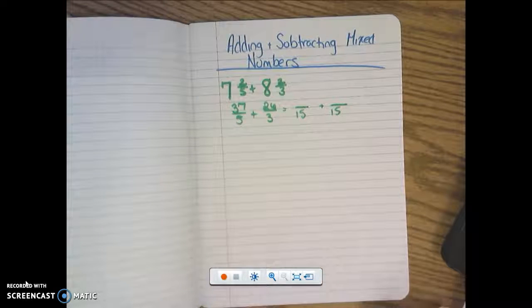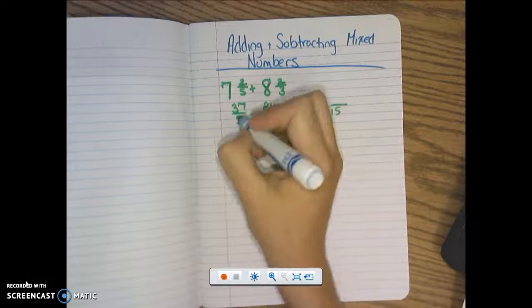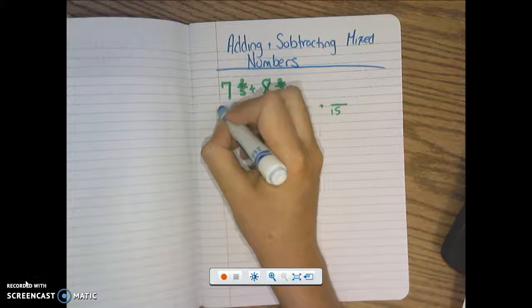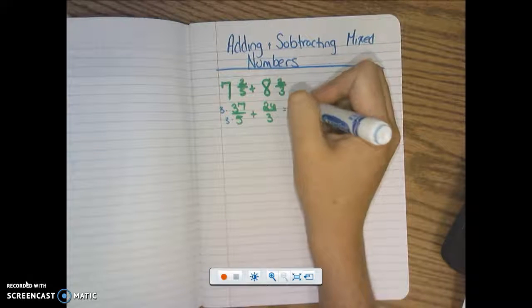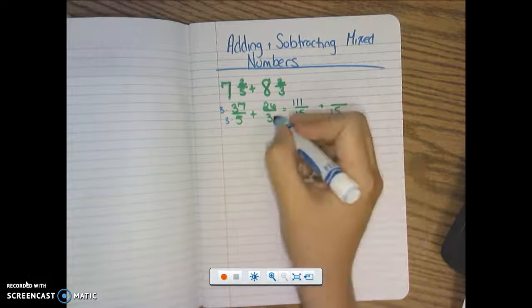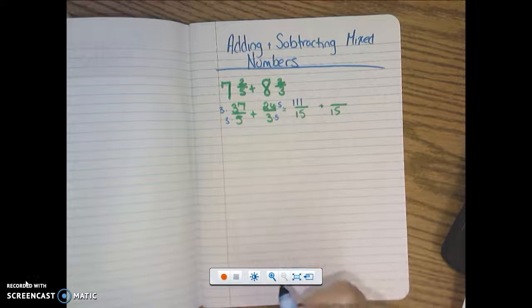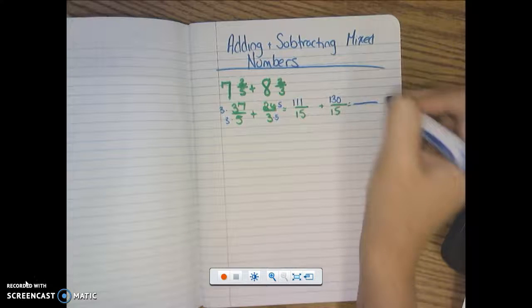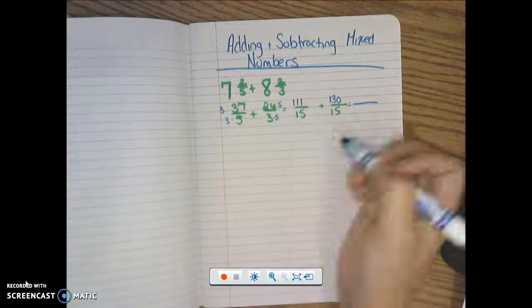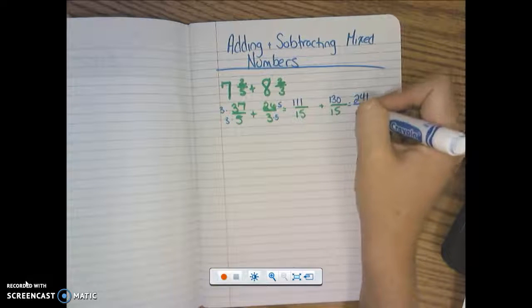And now I want to figure out what's going to be my new numerator. So 5 times what gives you 15? Hopefully you said 3. So 3 times 37 is going to be 111. And 3 times what gives me 15? Hopefully you said 5. And that is going to be 130. And then we're going to add normally. So 111 plus 130 would be 241 fifteenths.